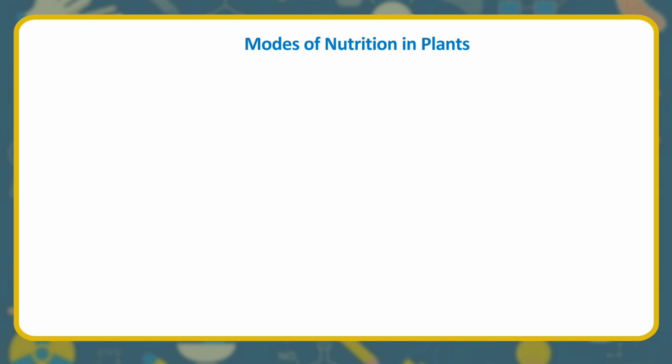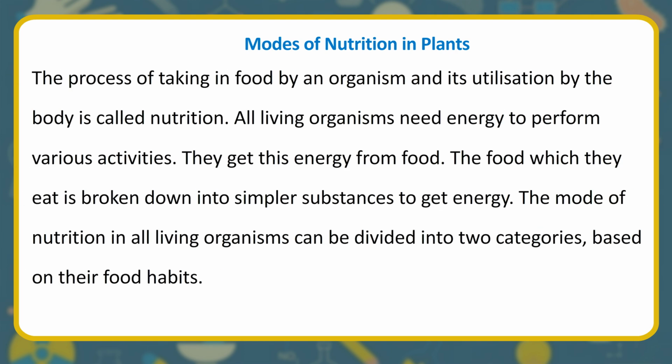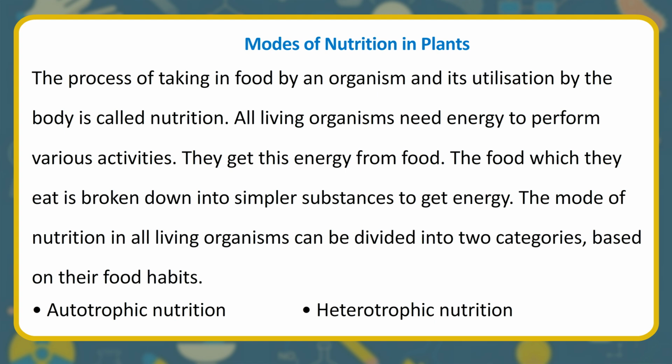Modes of nutrition in plants. The process of taking in food by an organism and its utilization by the body is called nutrition. All living organisms need energy to perform various activities. They get this energy from food. The food which they eat is broken down into simpler substances to get energy. The mode of nutrition in all living organisms can be divided into two categories, based on their food habits: autotrophic nutrition and heterotrophic nutrition.